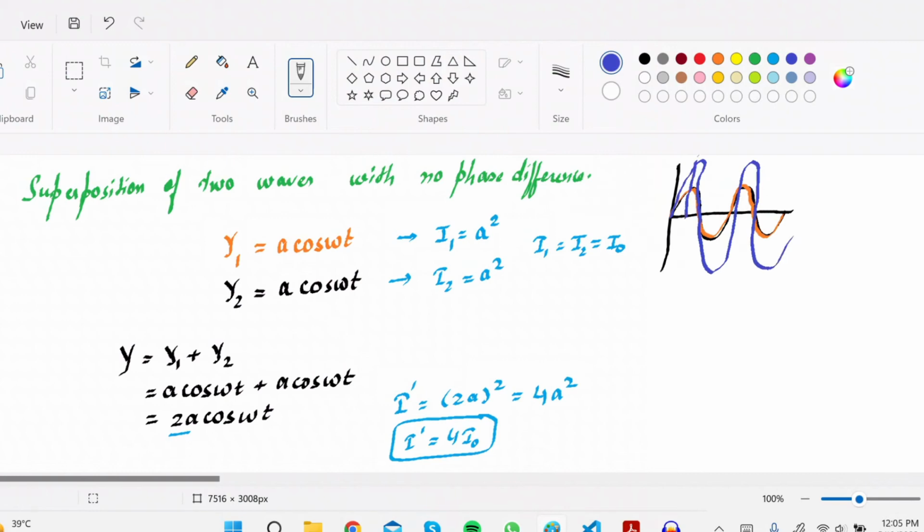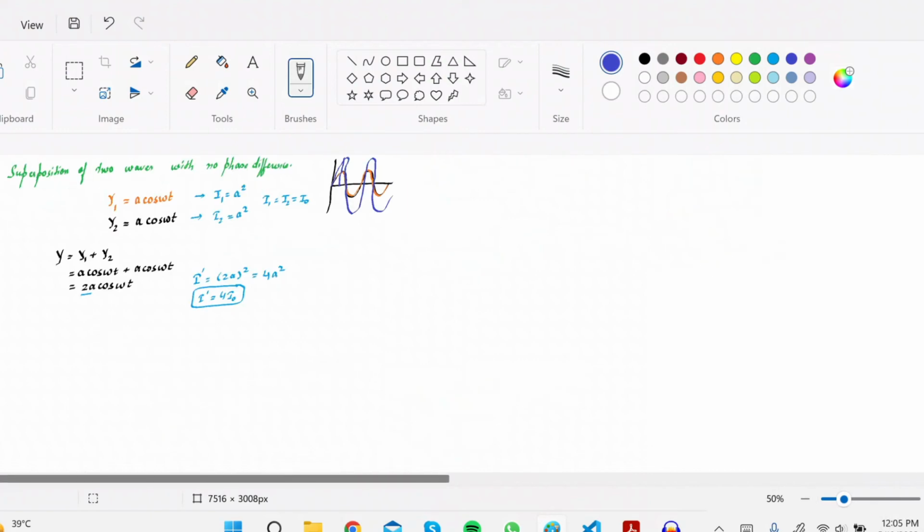The amplitude here will be doubled. Doubled means 2 times. And intensity will become 4 times the initial intensity. Now we will verify it with a more general formula where we will take a constant phase difference.